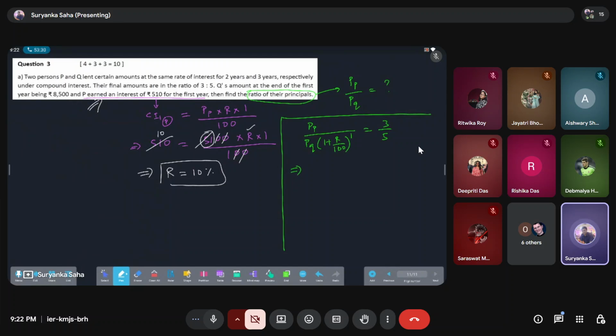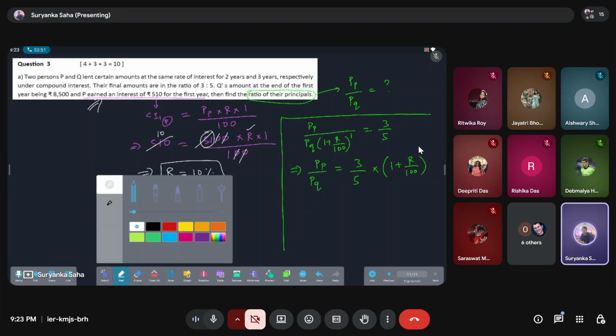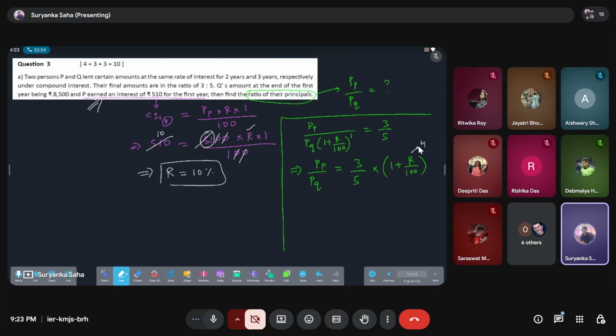So let me write PP by PQ equal to 3/5, and this entire thing, the denominator, 1 plus R by 100, will go up. Now you know the value of R, which is 4. So it will be 3/5 into 1 plus 4 by 100. If you cancel the 4, 25. So 26 by 25, isn't it?